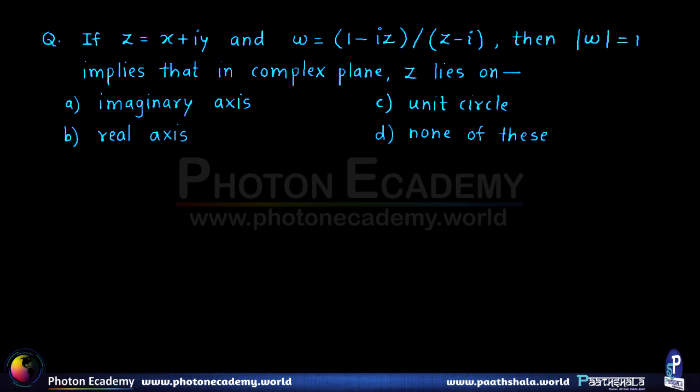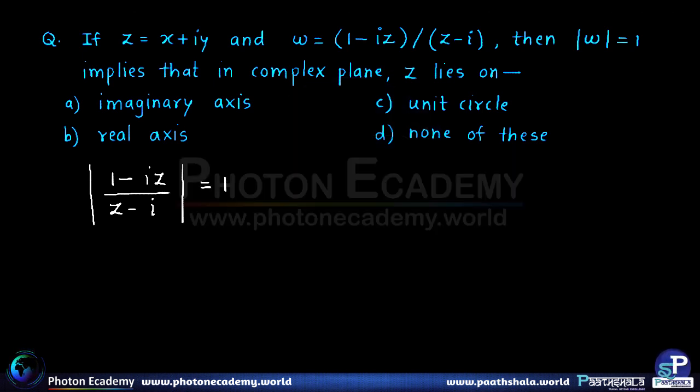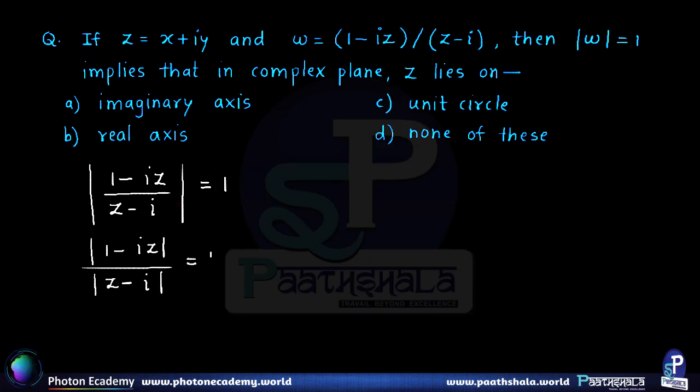Now we are given the definition of w and we are also given that its modulus is equal to 1. So if the modulus of w is equal to 1, then we can substitute and say that the modulus of (1 minus iz) upon (z minus i) is equal to 1, right? Now the property of modulus is that if you have a division of two numbers and you take the modulus of that, then that is equivalent to the division of the two individual moduli. So therefore we can break the modulus like this, and we can write mod of (1 minus iz) is equal to mod of (z minus i), right?